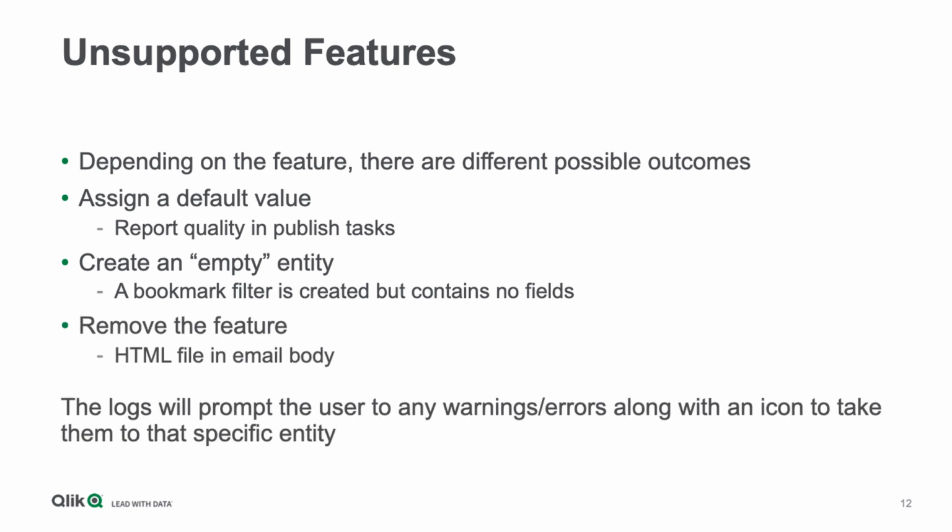Or lastly, we could do something like remove the feature. So in NPrinting 16, using an HTML file for the email body is no longer supported. We will simply strip out the HTML file and allow the user a blank email canvas. Now, the logs will show the user any errors or warnings, and they'll allow the user an icon that can open up that specific construct in a new window so they can troubleshoot it, make any adjustments to it, or potentially delete it from their deployment entirely if they decide it's no longer needed.